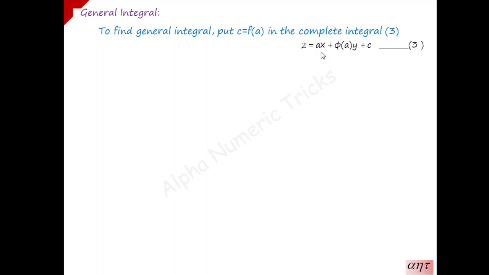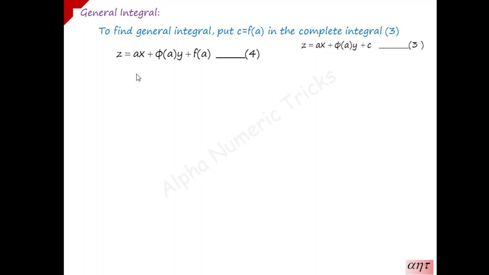Here the constants a and c are present. So you have to write a = f(c) or c = f(a) in this complete integral. In our problem we are using c = f(a), then the two arbitrary constants in the complete integral are reduced to a single arbitrary constant a alone. That is, z = ax + φ(a)y + f(a), where c is replaced by f(a). And this is also explained in the solution of partial differential equations video.